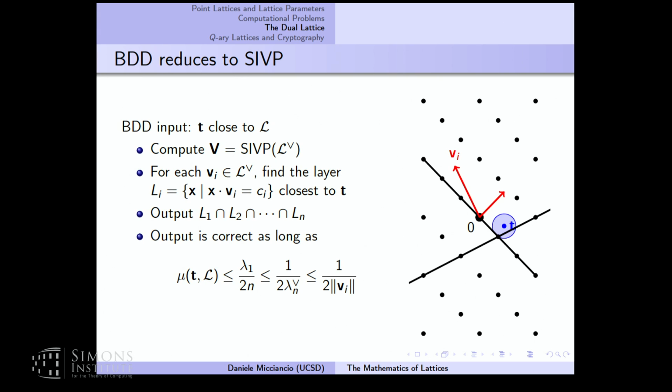Now, you can show that if the distance of the target to the lattice is at most lambda 1 over 2n, so if you are a little bit closer than the unique decoding radius, it's like a slightly stronger form of bounded distance decoding with a factor n approximation. Now, from the transference theorem, you know that lambda 1 over n is at most 1 over lambda n dual.